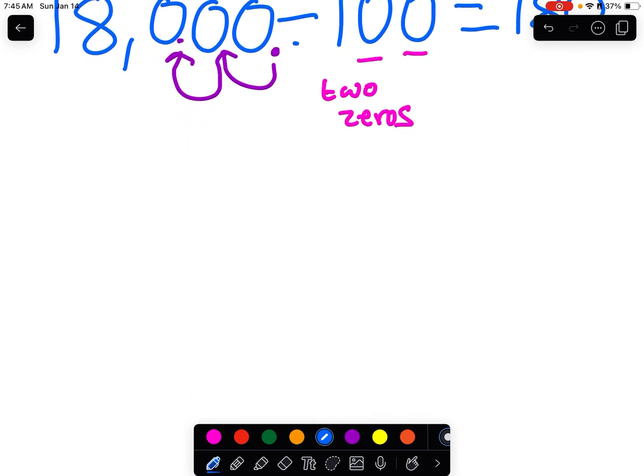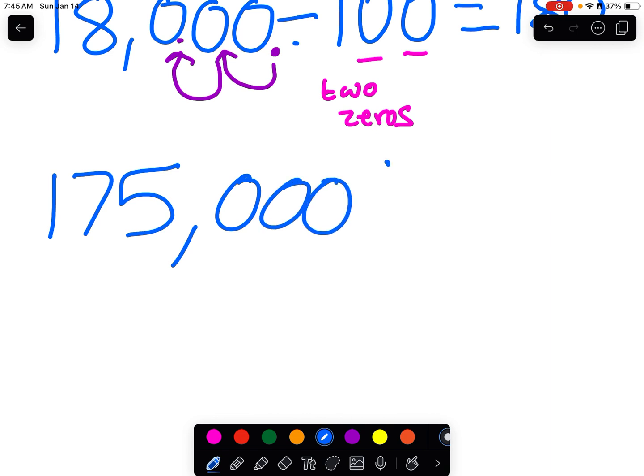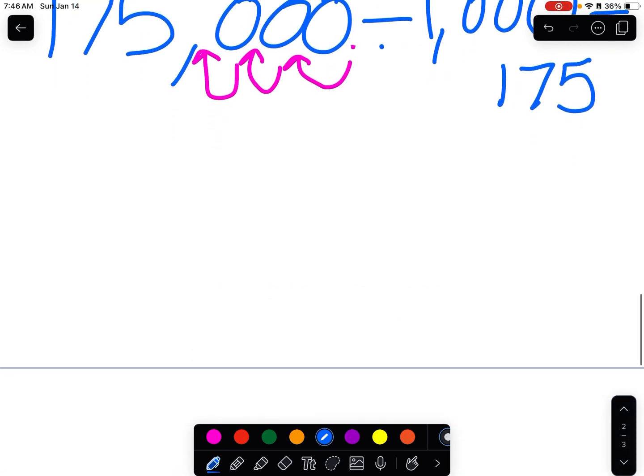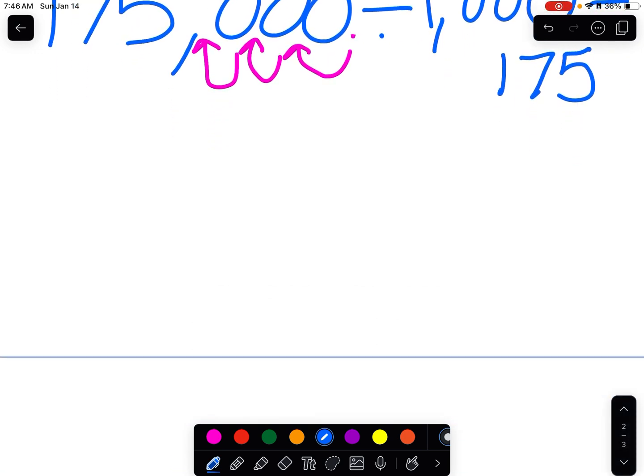Let's do one more. What if I have 175,000, and you want to divide it by 1,000? Well, do the same thing. You're going to throw in that decimal point, you're going to move it 1, 2, 3 spots over, and the answer is going to be 175. So that's really all there is to it, is moving the decimal point over leftward.